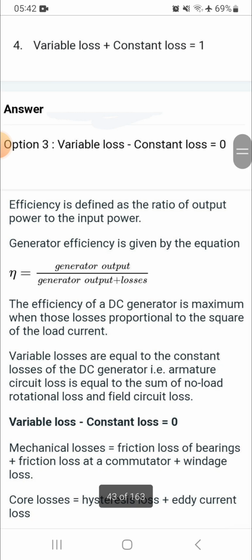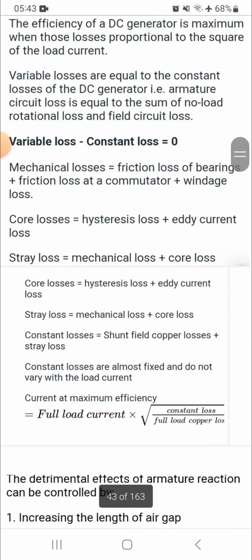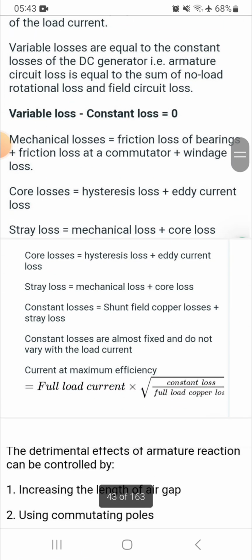Efficiency is output by input, and input is output plus losses. Losses are the hysteresis loss plus eddy current loss and stray loss, mechanical loss plus copper loss. The mechanical loss is equal to the friction loss of the bearing, friction loss at the commutator and the windage loss. Current at maximum efficiency is full load current into the root of constant loss by full load copper loss.